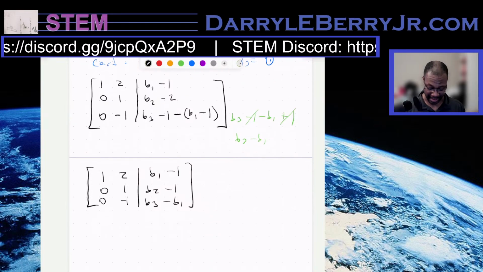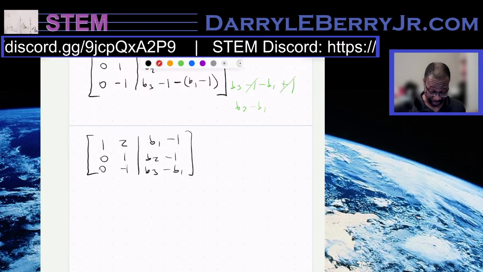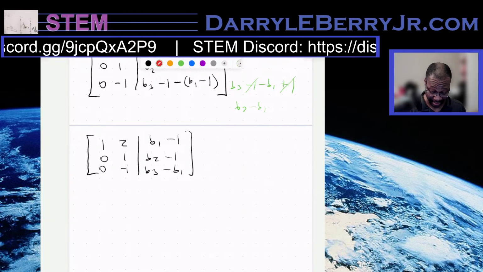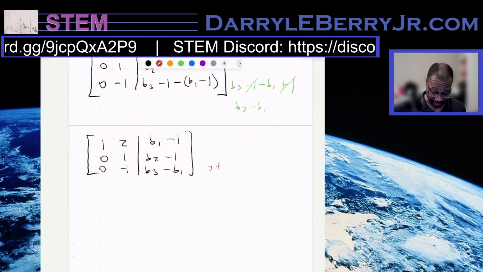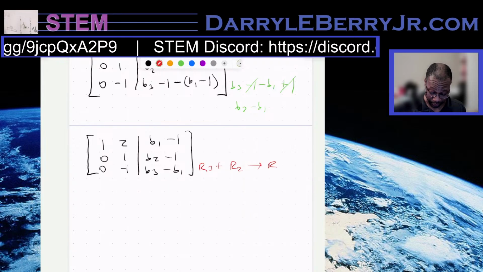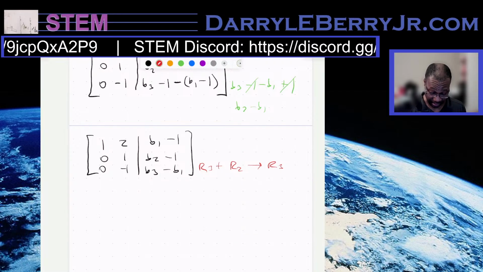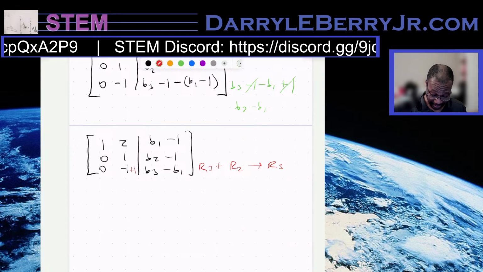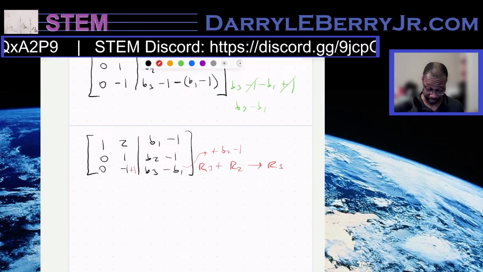Sometimes when I'm explaining it out, I make a typo again. So this is what I have. What I'm going to do now is still work on that bottom row. I'm going to say row 3 plus row 2, and I'm going to make that row 3. So this is going to be 0 plus 0, that's nothing. Row 3 plus row 2 is going to be plus 1, and this is literally going to be plus b2 minus 1.